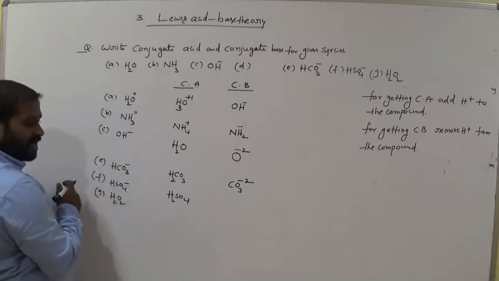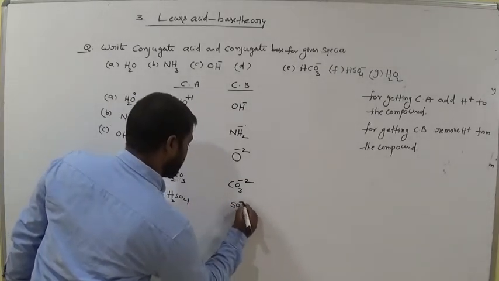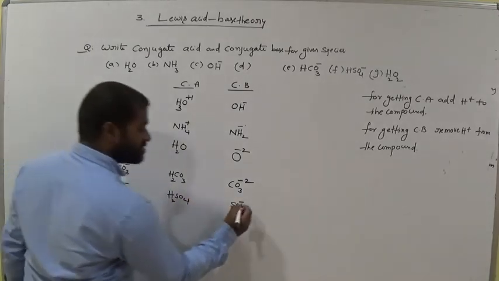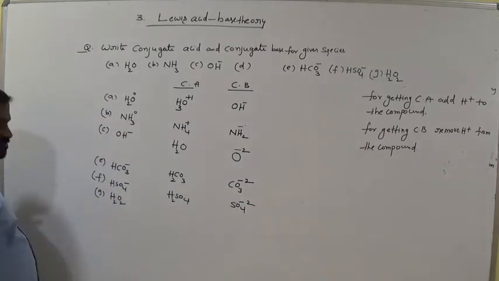So now remove H plus. Then what is the remainder? SO4. It has minus 1 already. When we remove H plus, add one more minus. That means it is minus 2. Is it clear?